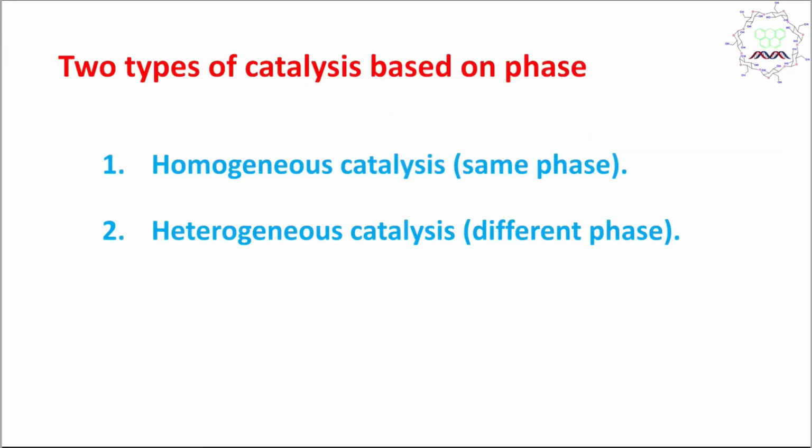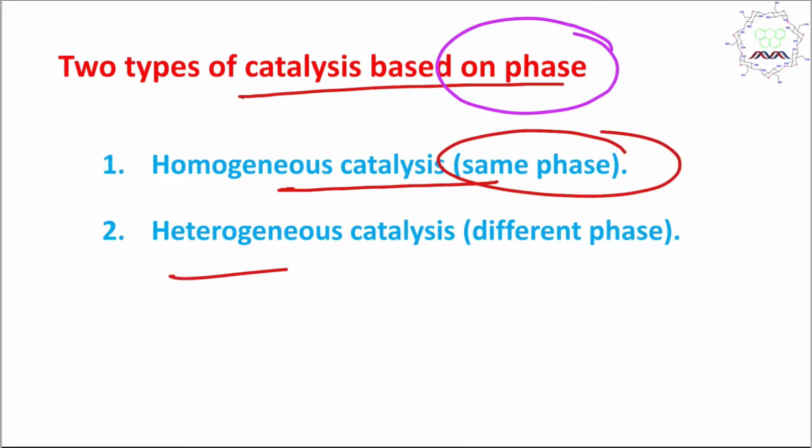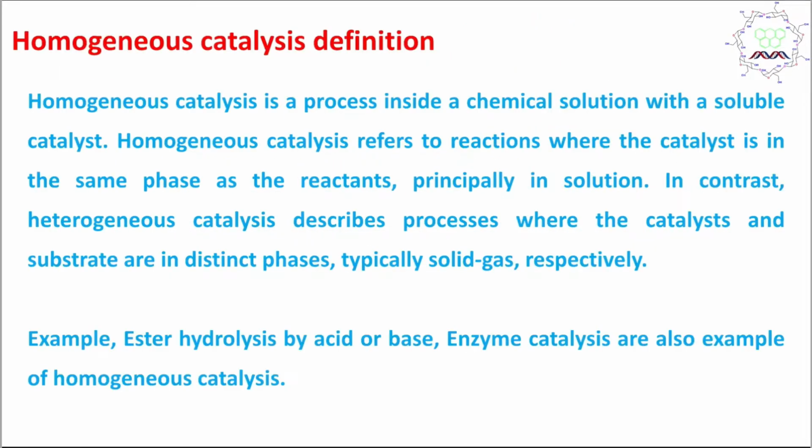Now, based on this understanding, we can say that two types of catalysis are possible based on the phase of the reaction and the miscibility. One is homogeneous catalysis, which happens in the same phase, and heterogeneous catalysis with a different phase. Now learn homogeneous catalysis first. Homogeneous catalysis is a process inside a chemical solution with a soluble catalyst, meaning the catalyst and reactant are all soluble in the same phase. That's why this is a homogeneous catalyst.